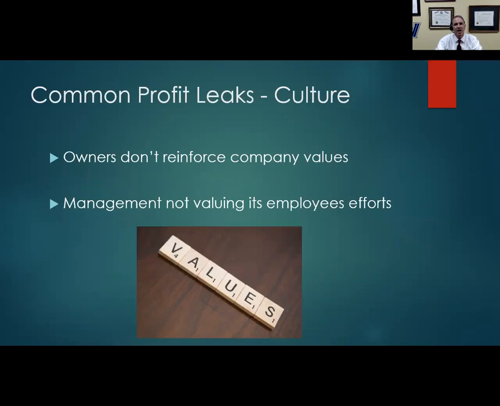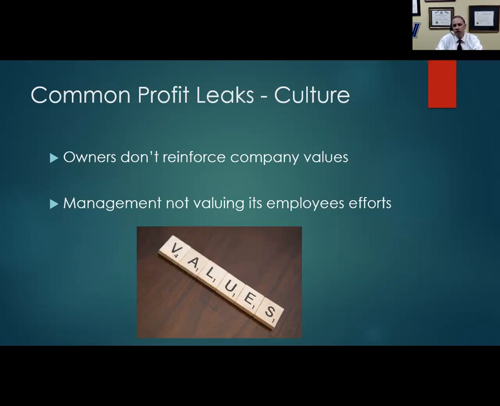If the owner does not do a good job with that and doesn't see the value of the company as something critical to communicate as far as the culture, you will see profit leaks every time. Owners think business is doing well, so I'm going to go out and play golf. There's nothing wrong with playing golf, but the owner needs to realize that they have a job to do that maybe is not the nuts and bolts of delivering the product or service.